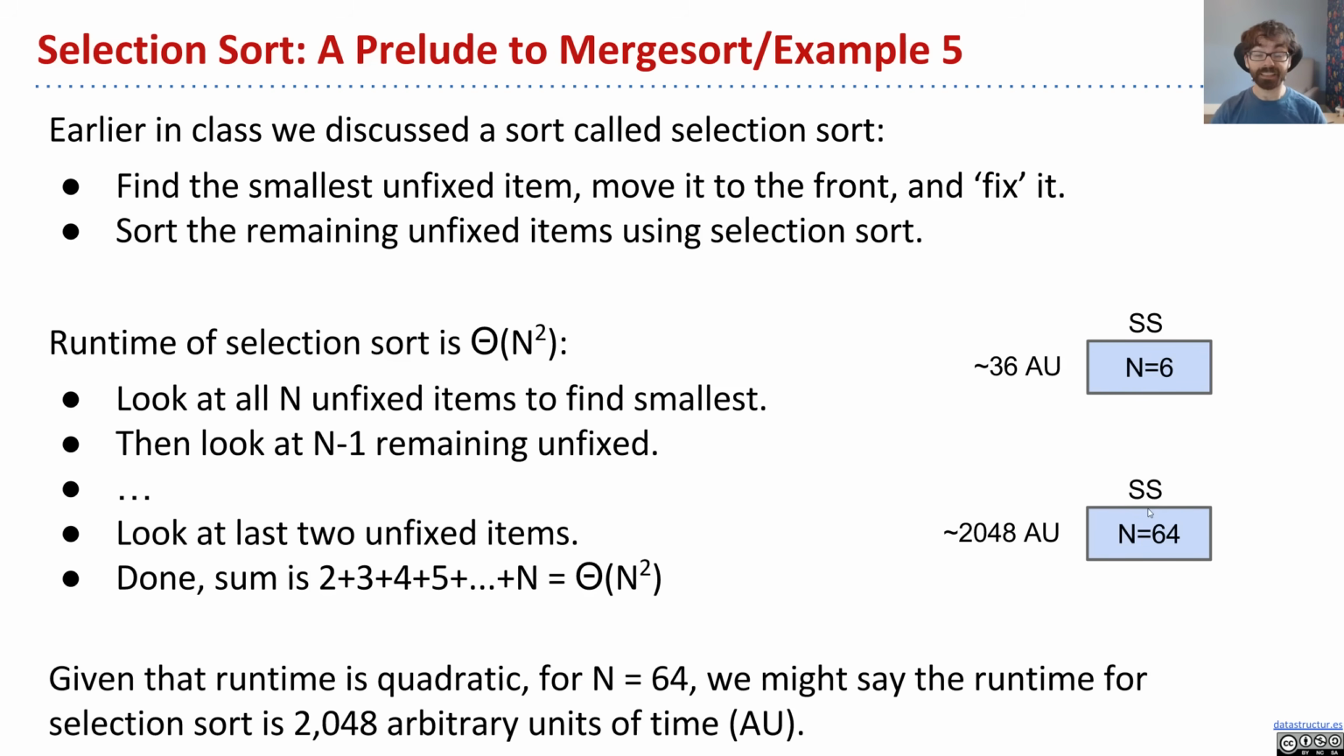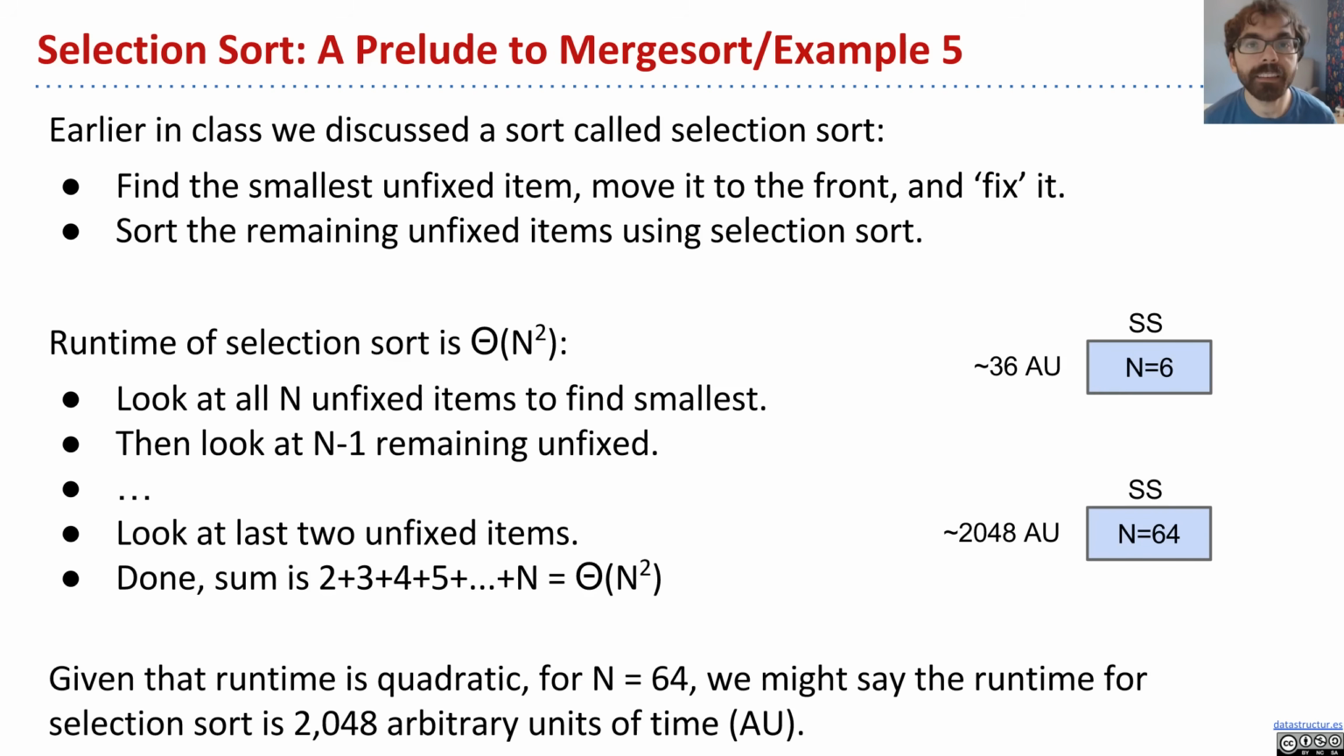If I have an array of size 64, in that case, the total runtime is going to be 64 squared in these arbitrary units of time, which is 2048. And so it gives me a rough estimate of how much slower an array of size 64 is going to be compared to an array of size 6. It's only a rough estimate, but I still think that this notion should be really useful to us when we do the analysis in the next video.